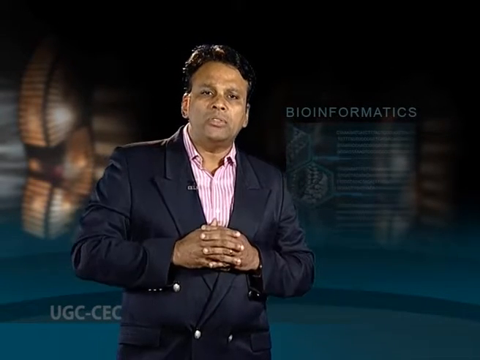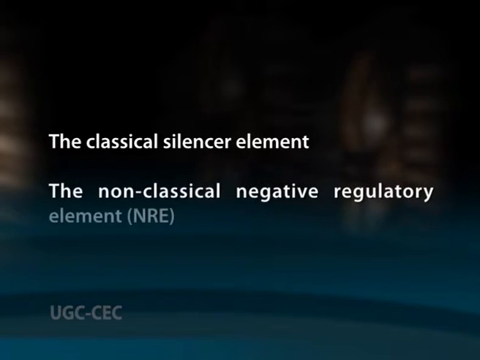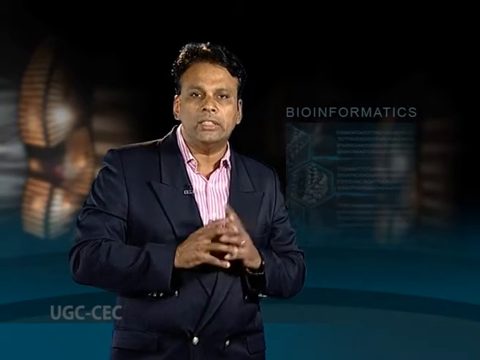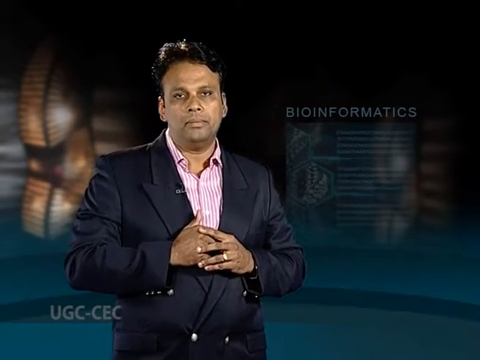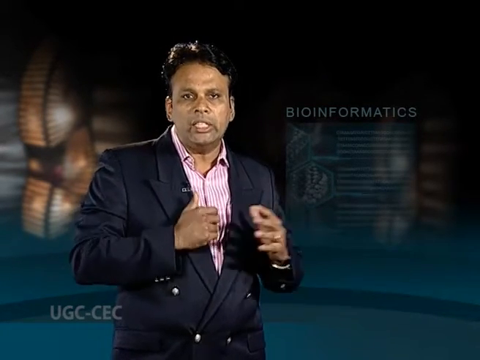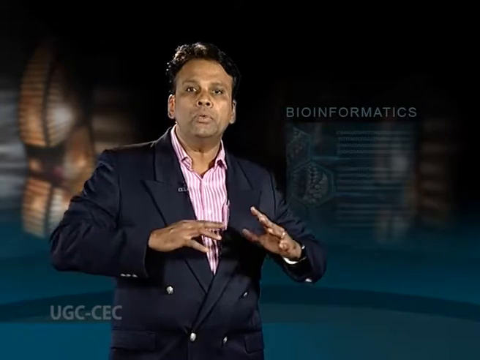There are two main types of silencers in DNA, the classical silencer element and the non-classical negative regulatory element. In classical silencers, the gene is actively repressed by the silencer element, mostly by interfering with the general transcription factor, GTF, assembly. Negative regulatory elements passively repress the gene by inhibiting other elements that are upstream of the gene. There are certain silencers in NREs which are orientation dependent, meaning that the binding factor binds in a particular direction relative to other sequences.